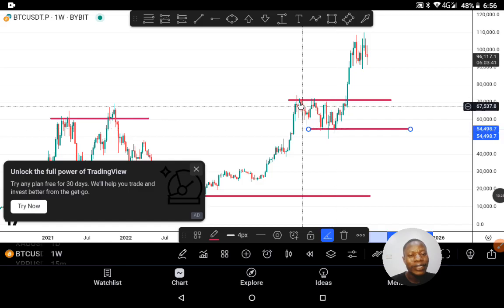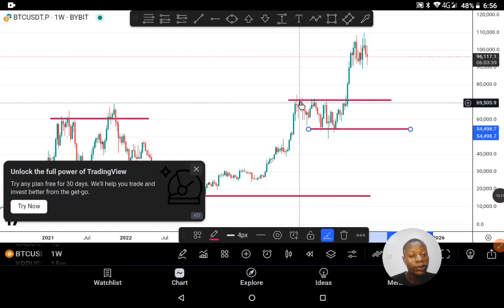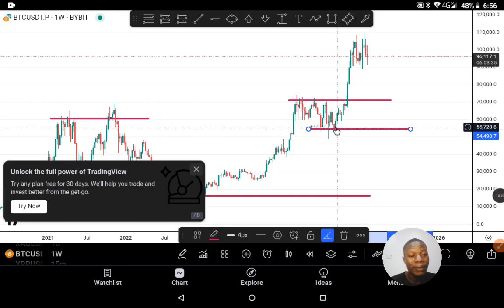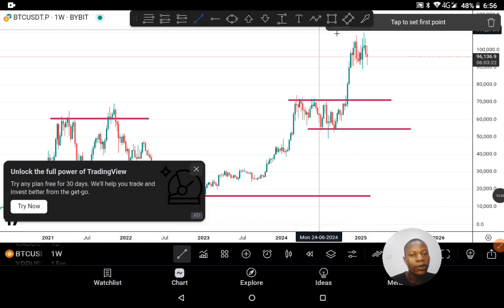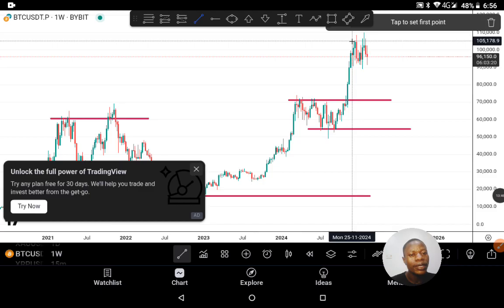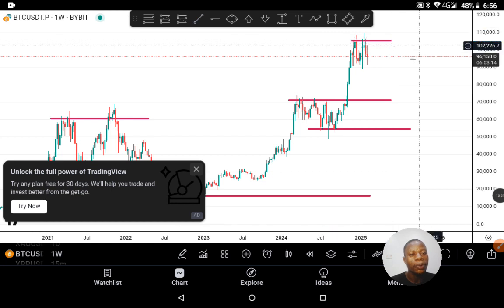However, after the market resisted and pushed down from this resistance down to this support level, what happened? The market started another movement from this level, which is an impulsive move, and it broke out of this structure and went to create a new high. So this is a new high for us on the weekly time frame.